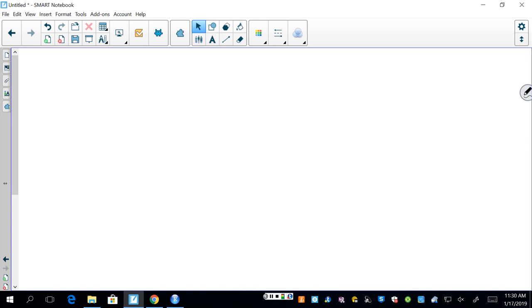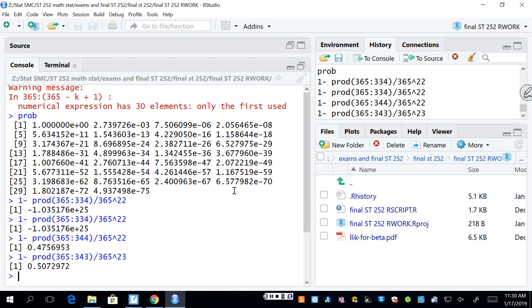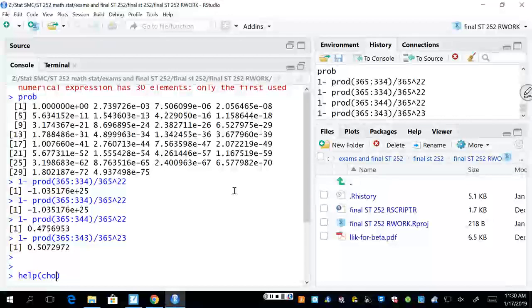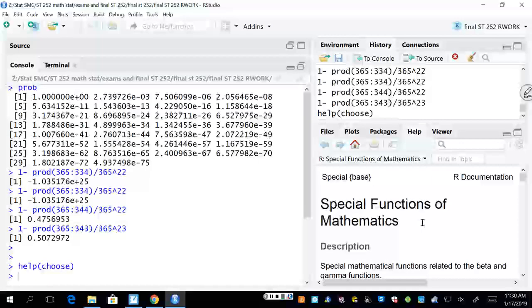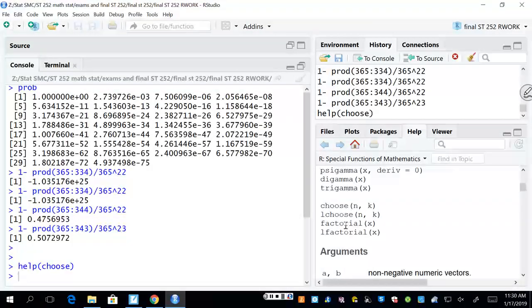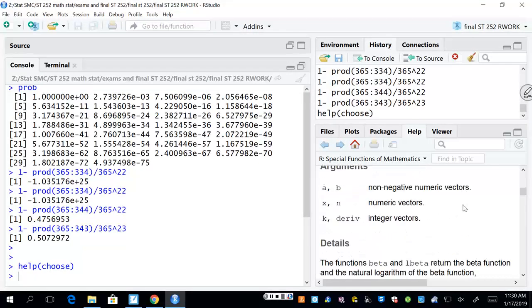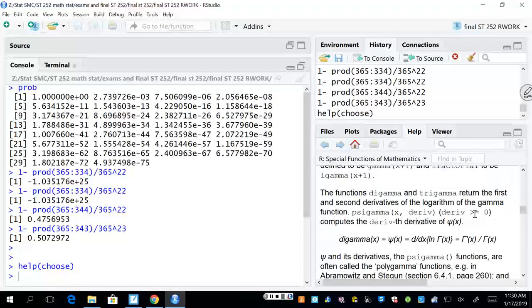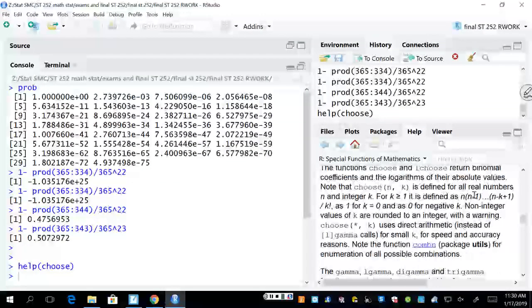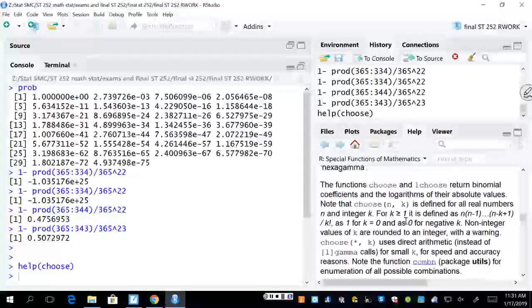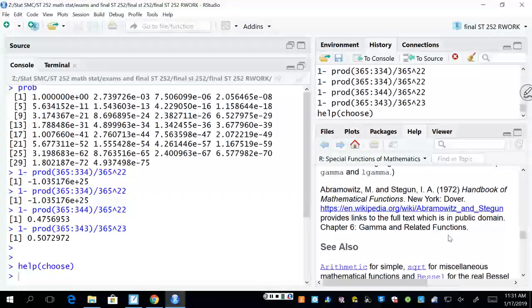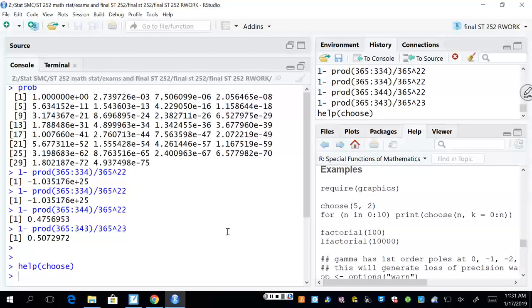So in R, for example, once we get into some computations, there's actually this function called choose. There are special math functions for different things. This choose is a function that will give you the number of ways of choosing k objects out of n. And there's a little explanation there. These are called binomial coefficients, and it defines what it is. In the help pages, look, there's a choose 5, choose 2. You can kind of cut and paste that in there.